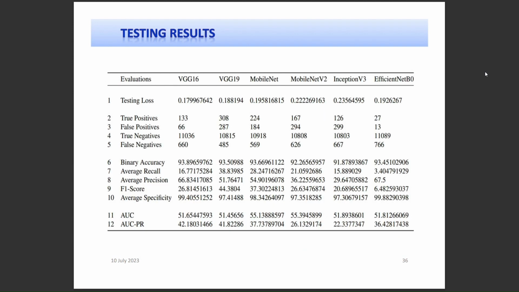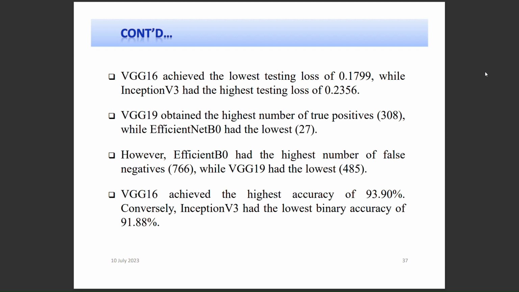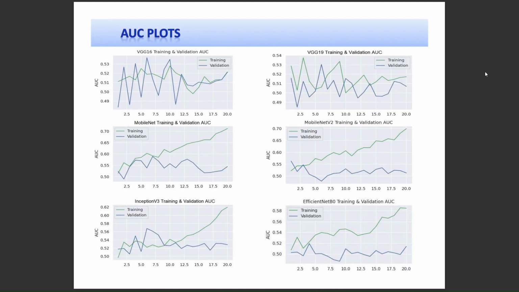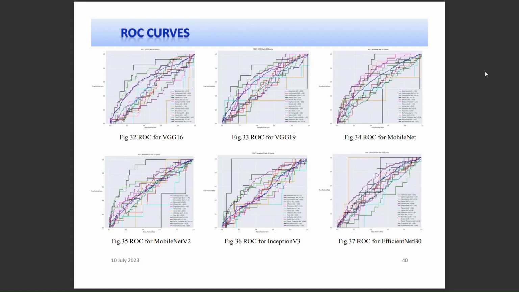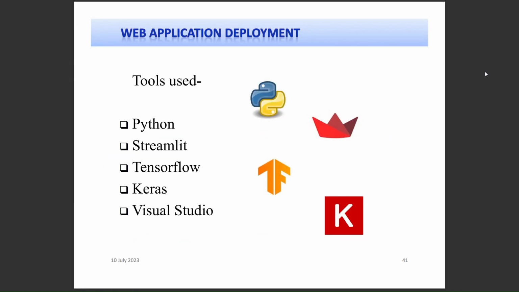And again, in testing, VGG16 achieved the lowest testing loss of 0.179 and the highest accuracy of 93.9%. For the AUC score, the values vary across the models without a consistent performer. Here are the ROC curves of all the proposed models. At last, the model is deployed in a web application using the Streamlit library.